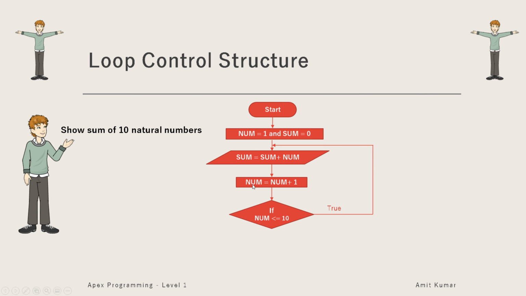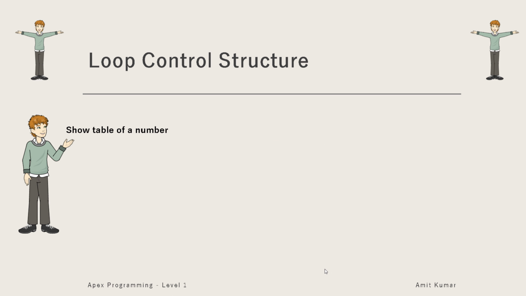Num will become 11 now and this condition will become false. We will come out of the loop and we will show the sum. Now the value of sum is 55 and we know sum of first 10 natural numbers is 55 only. And then after we will stop the flowchart. Now let's see how to show table of a number.